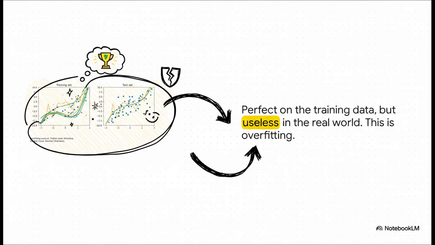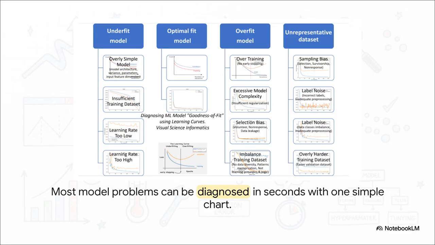Or you fall into this classic trap. You look at your training scores and they're nearly perfect, 100%. You think, I've done it, I've cracked it. But the moment you show it some new data it's never seen before, it completely tanks. That's not a perfect model. That's a model that just memorized the answers to the test, which makes it totally useless out in the real world.